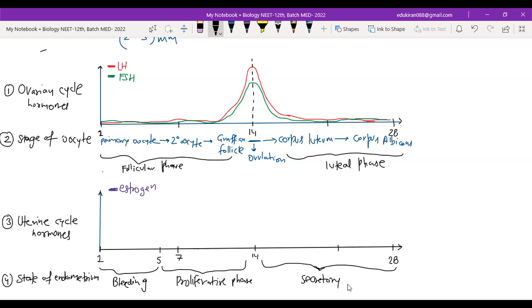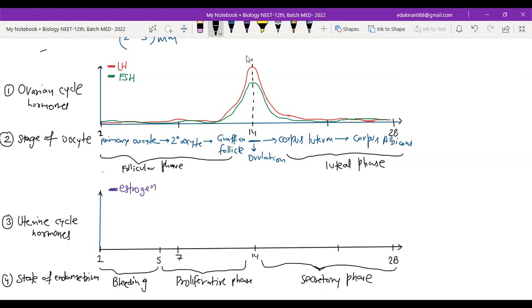So you understood: when the follicular phase is going on in the ovary, at that time bleeding and the proliferative phase are going on in the uterus. Then ovulation occurs, and when the luteal phase is going on in the ovary, at that time the secretory phase is going on in the uterus.